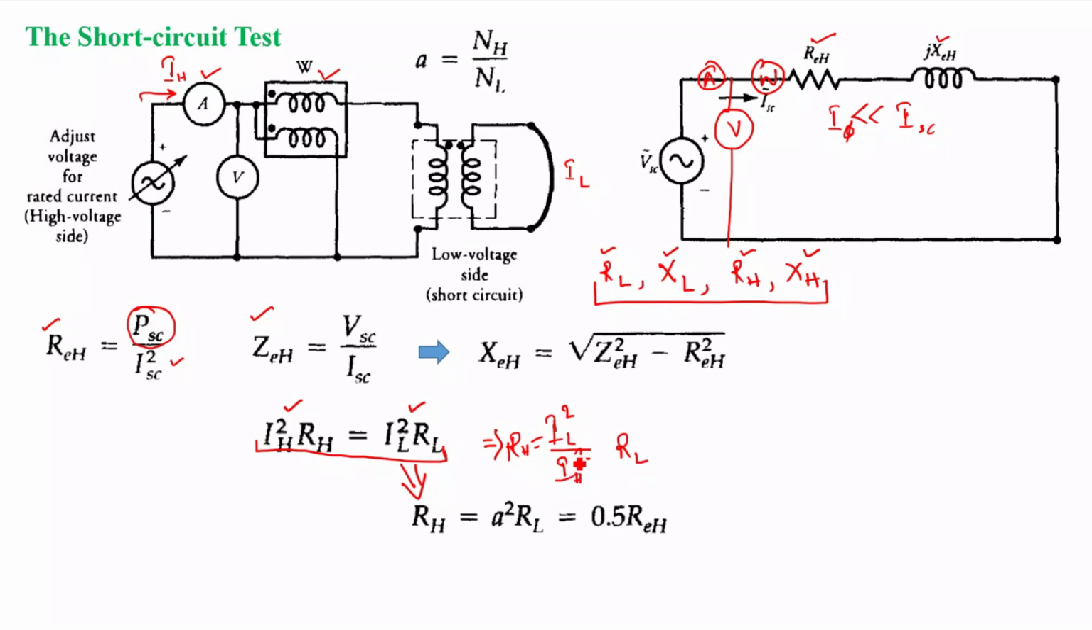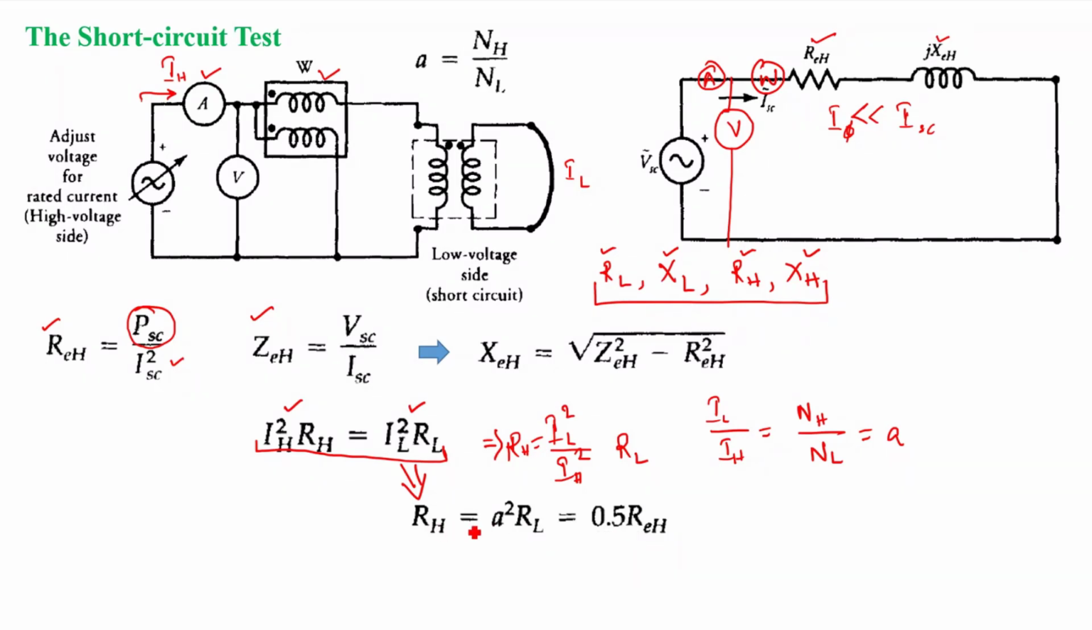So IL by IH is nothing but, what is that? It is equal to NH by NL. So that will give me A, right? Therefore I can write A square RL. So that means RH equals A square RL, which equals 0.5 RH.